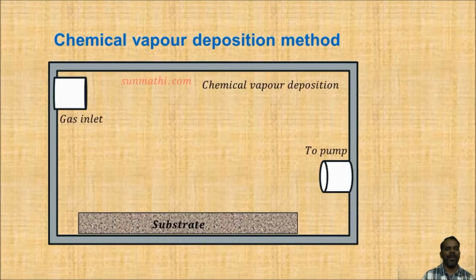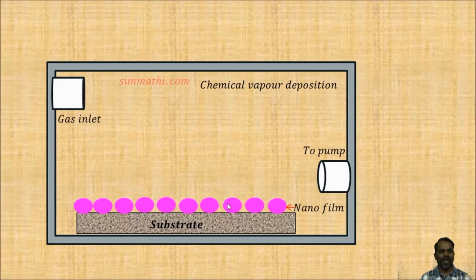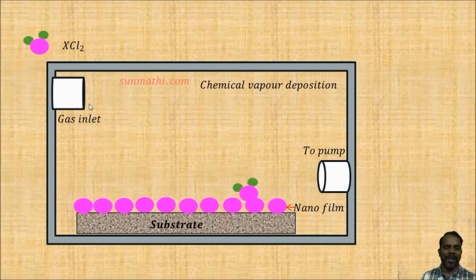Another one is chemical vapor deposition. In this case, we take one closed chamber. This is the gas inlet, and this is the tube where the pump is connected, so excess gas is removed from this tube channel. This is the substrate. First we take XCl2 and fill it in the chamber. Next, hydrogen atoms are added in the chamber.